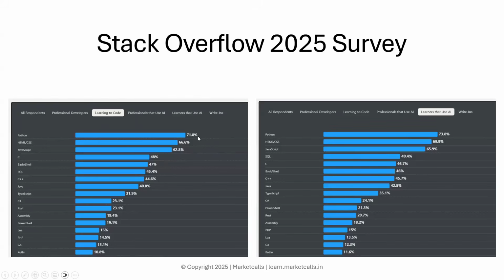You can see that Python is at the top, which has been the number one tool for quite some time to learn a new programming language. Followed by that, mostly HTML, CSS, and JavaScript follow next in terms of learning. And learners who use AI tools, people who are using AI tools, they also said that they've been using Python as the number one tool to build their own backend, and they are also using HTML, CSS, JavaScript.